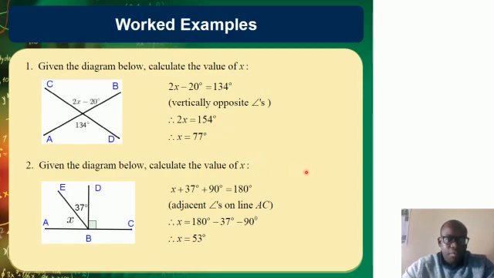Last example, given the diagram below, calculate the value of x. What can you see? I can see a straight line. Line ABC is a straight line. I can see 90 degrees. So from theorem number 2, adjacent angles on a straight line are supplementary. It means x plus 37 plus 90 degrees is 180 degrees. They are supplementary. Why? They are adjacent angles on a straight line, and you can quickly solve for x.